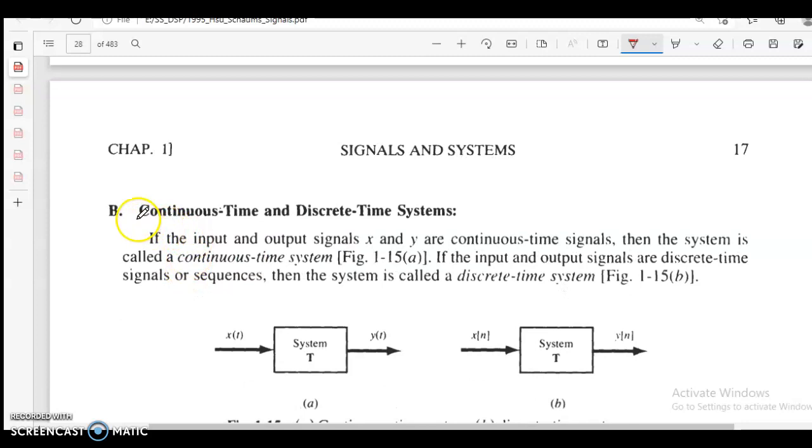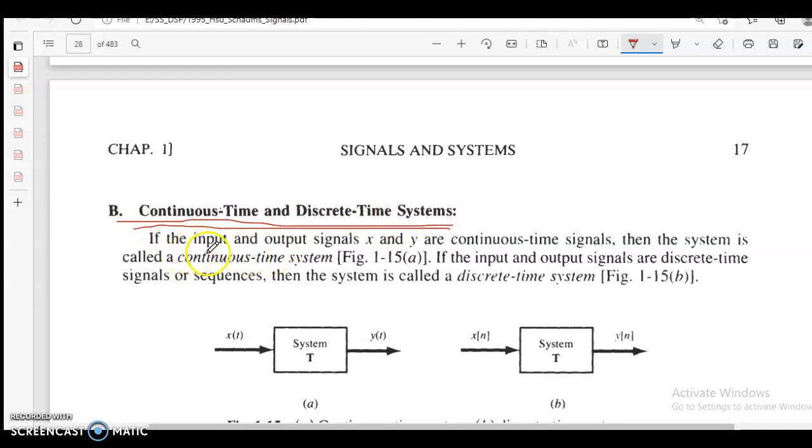Continuous time and discrete time systems. The same concept we have seen in signals applies here, because the signal operation or transformation is going on in this system only.